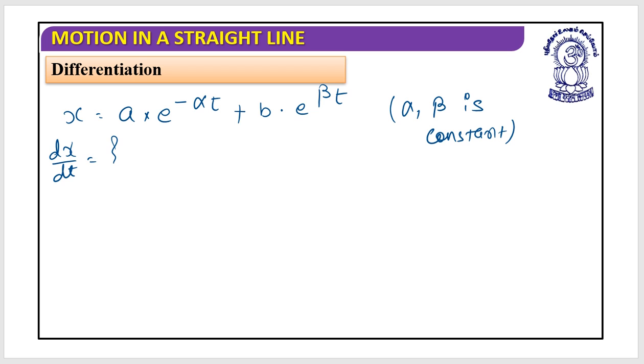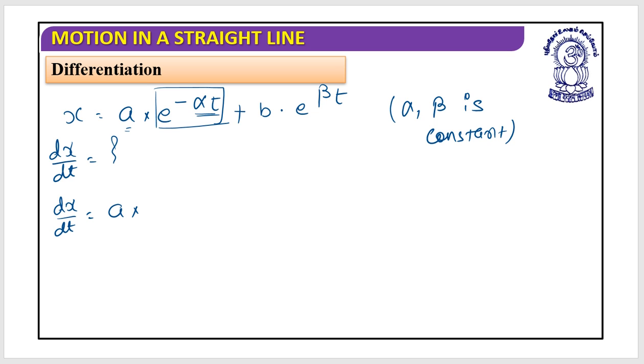Can you do this? Let's begin. So when I perform dx by dt, first this is a as it is, it is a constant. When I differentiate e to the power minus alpha t, you know that I need to apply the chain rule. For that I need to differentiate minus alpha into t.